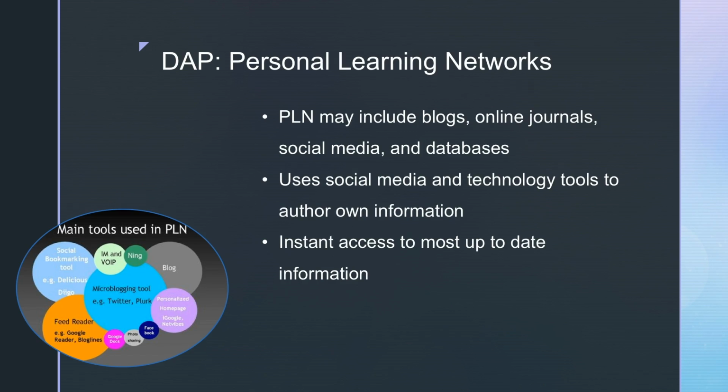Personal learning networks for this perspective, they look at it as easily supported by digital and Web 2.0 tools. The PLN may include blogs, online journals, and social media and databases. DAP may use social media to author their own information after researching within their PLN and express questions or opinions. The perspective actively seeks instant access to the most up-to-date information from reliable sources. DAP is also aware of the amount of false information available and carefully analyzes their sources.